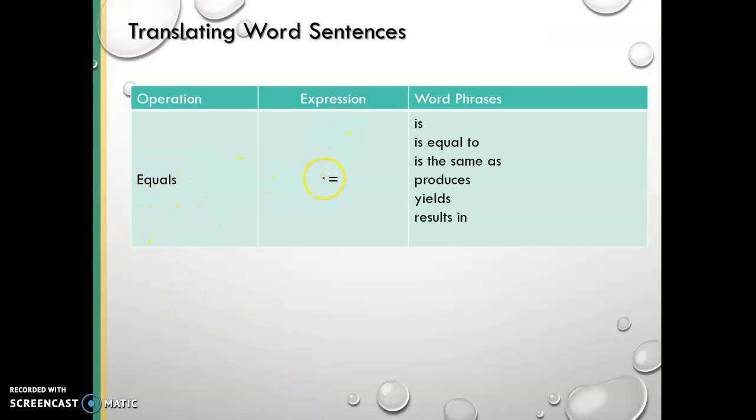The expression symbol is this one. It can be written as is equal to, is the same as, produces, yields, results in. So more or less the other phrases that we'll be using are the operations, the ones that we had in part 1. This time it involves the expression, which is equals.